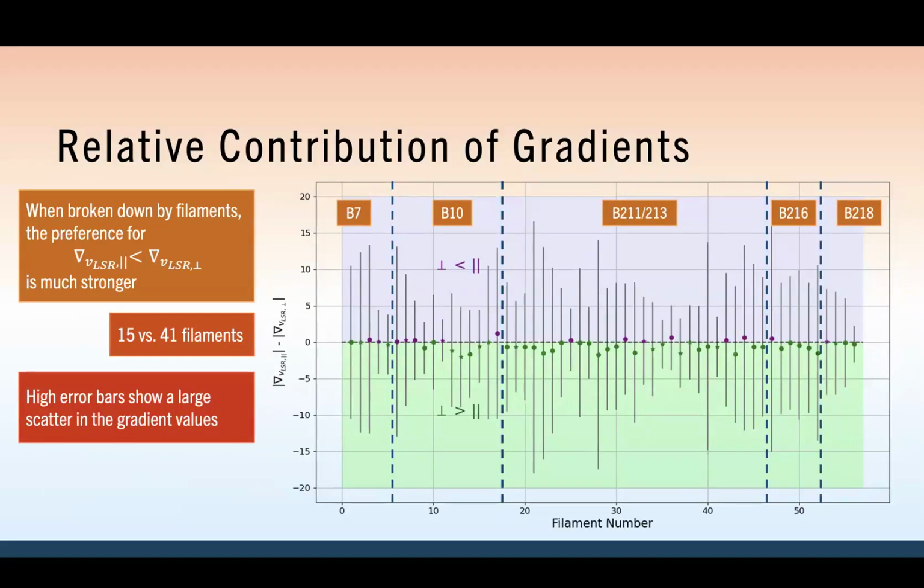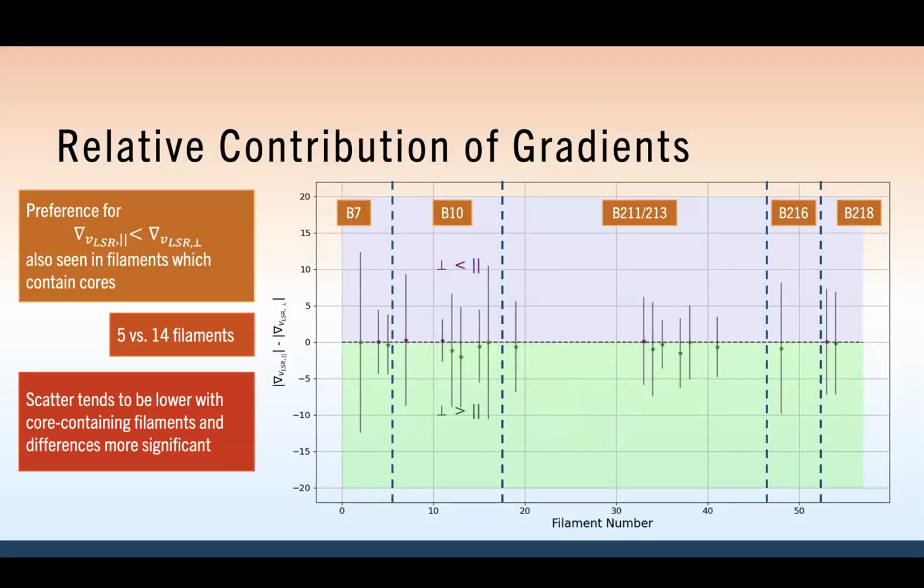This trend, though, is a bit stronger when we look on the individual filament scale, where above in this purple region is where the parallel gradient is dominant over perpendicular. There's 15 of those, compared to 41 filaments where the perpendicular gradient is dominant over the parallel. But we do have pretty high error bars. These error bars are showing the large scatter in the gradient values. And when I zoom in to just the core containing filaments, this trend continues where we have 5 compared to 14.